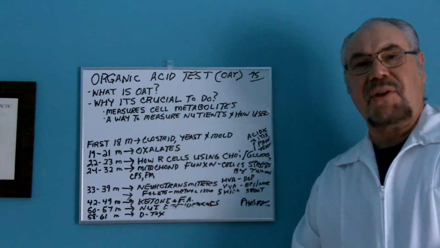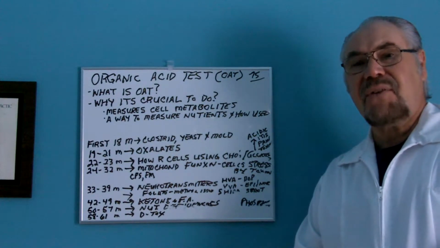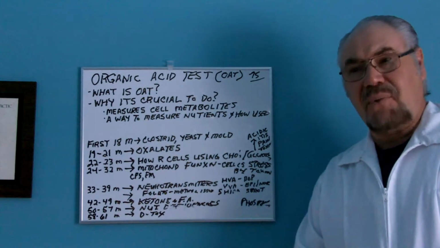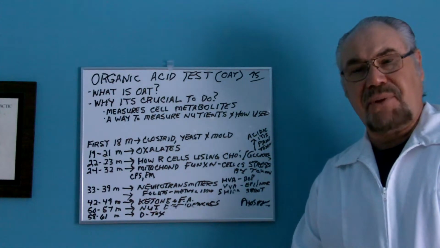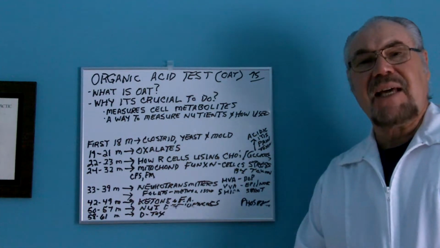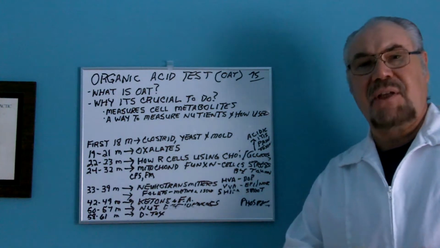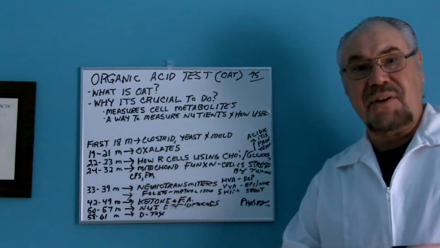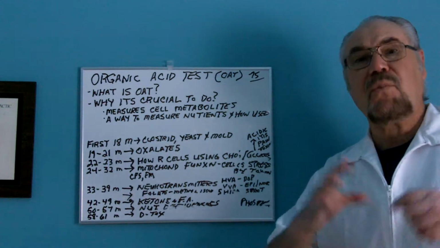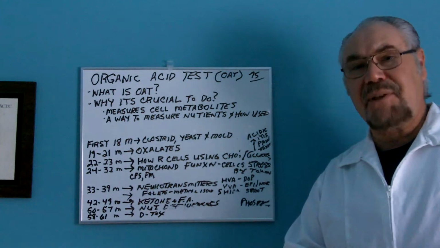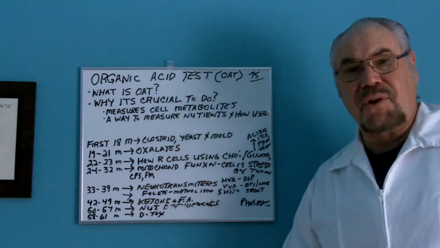Today we're going to be talking about the organic acid test, or the OAT. This is a very crucial test that I run in my total wellness package patients or functional medicine patients. It gives me a lot of valuable information. It kind of fills in all the gaps that are missing in the other tests, and it pretty much gives me a full picture of what's going on. You've got to be a good detective when you're trying to do this type of work.